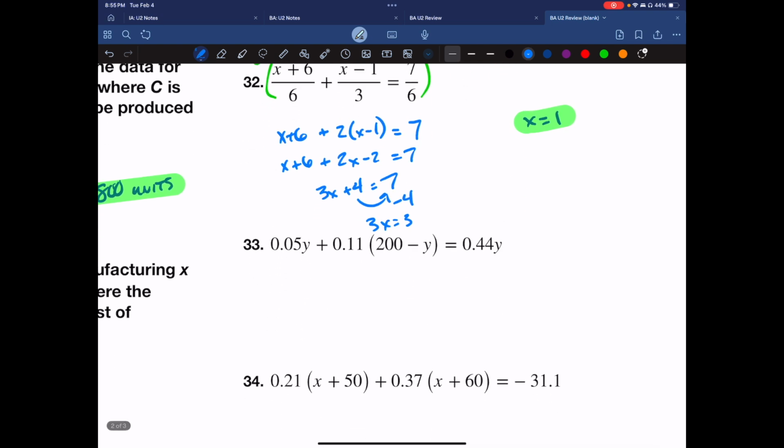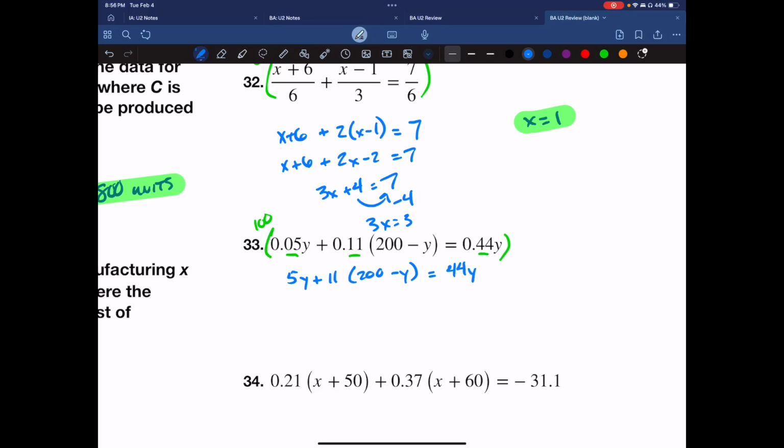Okay, I mentioned earlier that working with decimals, I can get rid of these very simply, similar to what I would do with fractions. All right, this has 2 decimal places, this has 2 decimal places, this has 2 decimal places. So that's the 10th place and the 100th place. So if I multiply by 100, I can move that decimal place 2 places to the right, which would be behind all these numbers. So this is exactly what I'm going to do. I'll multiply by 100, and that's going to result in 5y plus 11 times 200 minus y. I don't touch the parentheses, equals 44y.